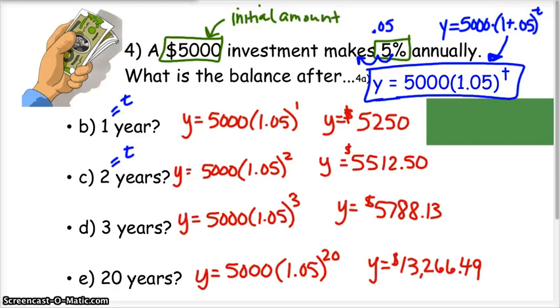What would happen if a bank paid interest instead of annually, or once a year? What if they paid it semi-annually or quarterly? Would that be a better deal than annually? Please watch the second video for your 7.7 exponential growth notes to find out.